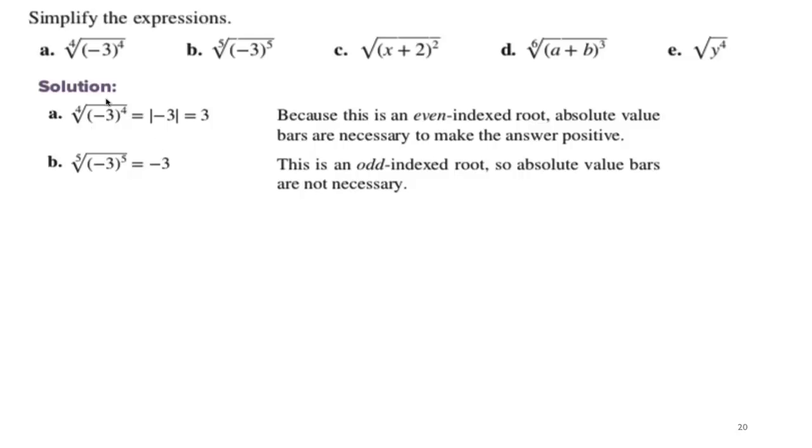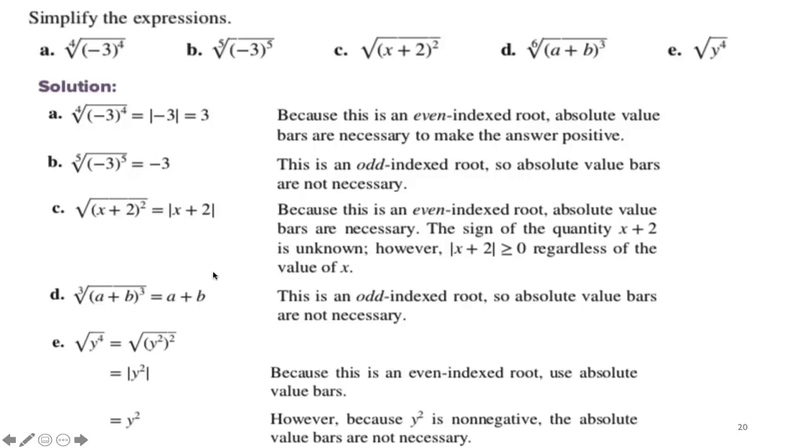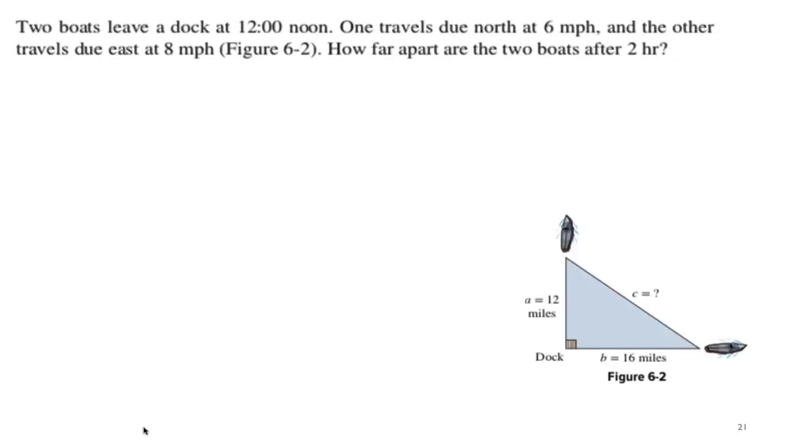So again, if you have an even index, then you can't just cancel these. You have to make sure you take the absolute value. Same thing here, because these are even indices, a 2 and a 2, when we cancel, you have to have the absolute value. But for odd roots and odd powers here, it can cancel without the absolute value. And same thing here, y squared to the 2nd power, the square and the square root will cancel. And then you need to take the absolute value, but y squared is always positive anyway. So in this case, because this is a positive number regardless, you can remove the absolute value because it's not necessary.